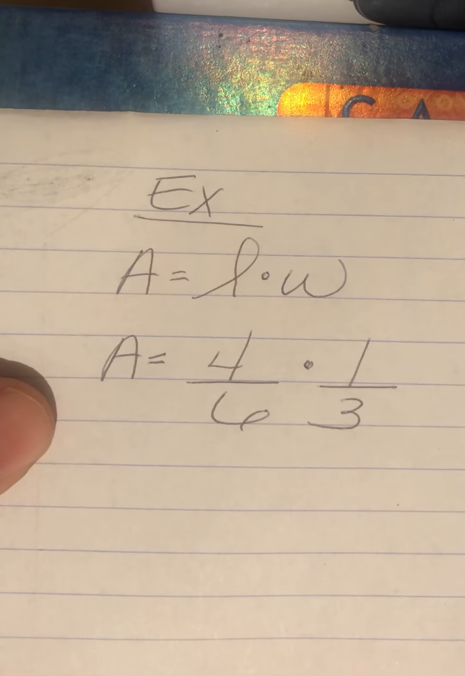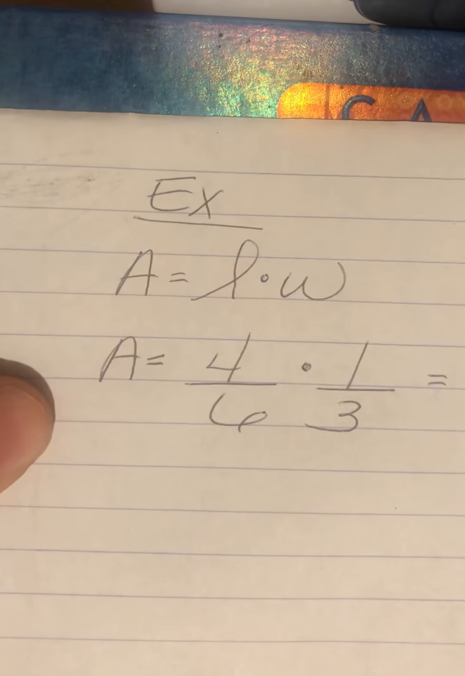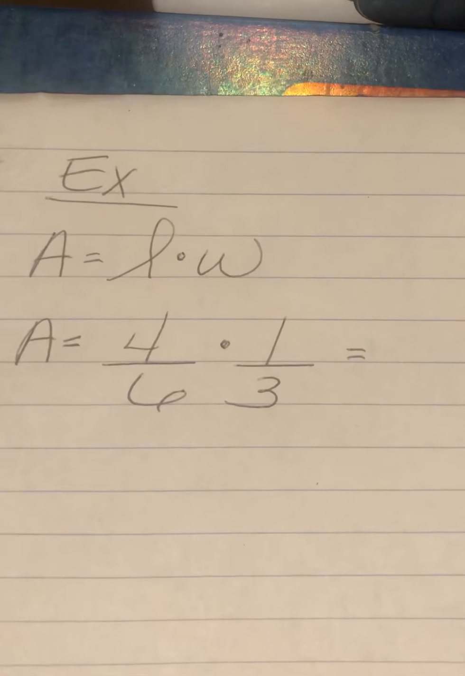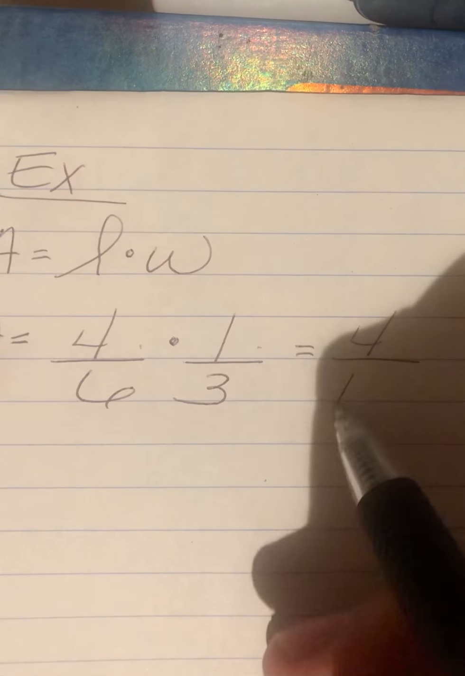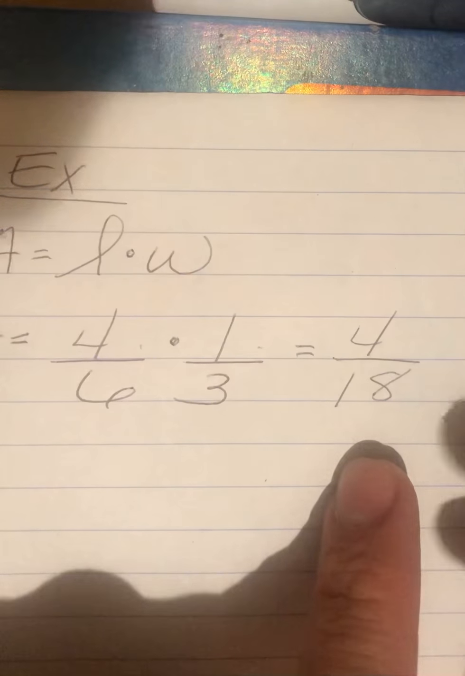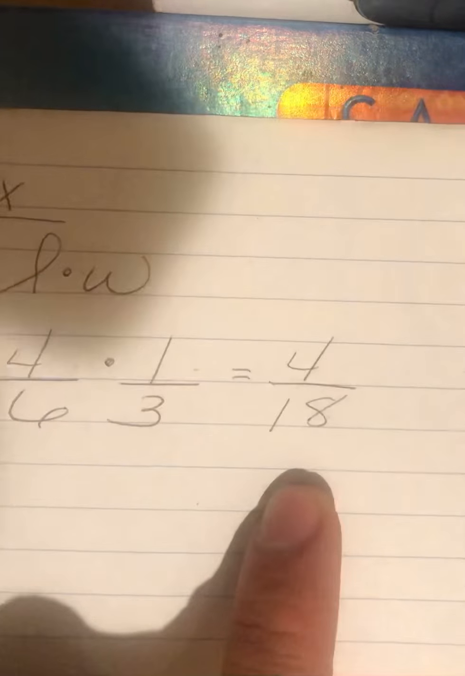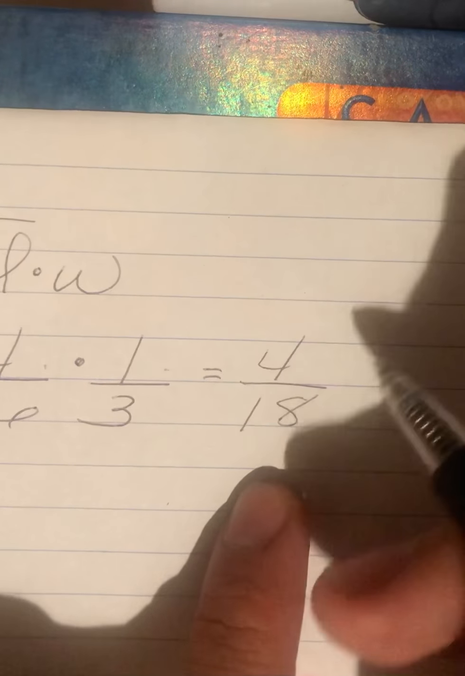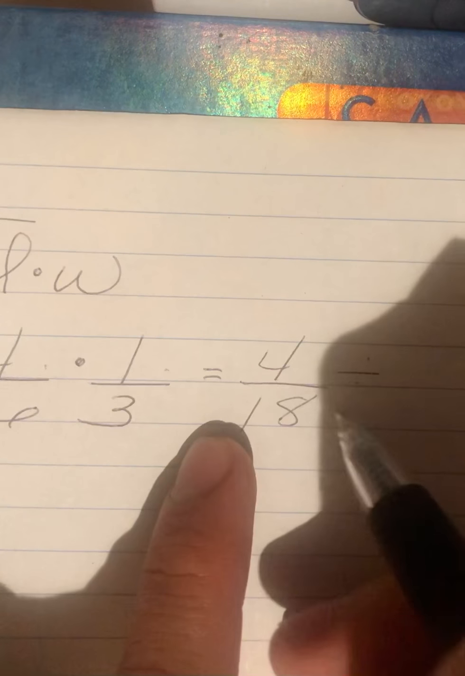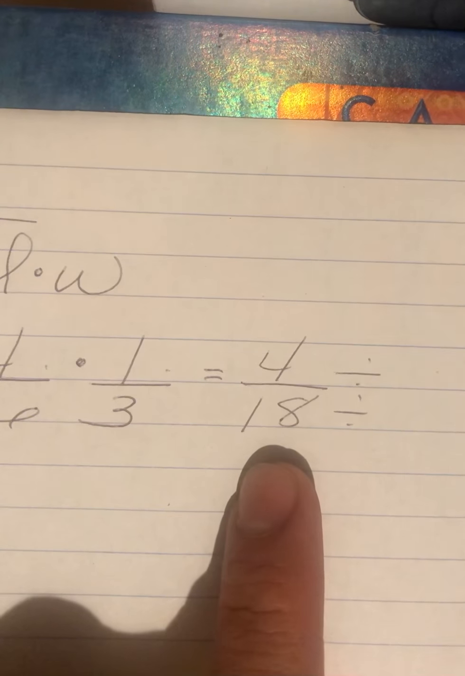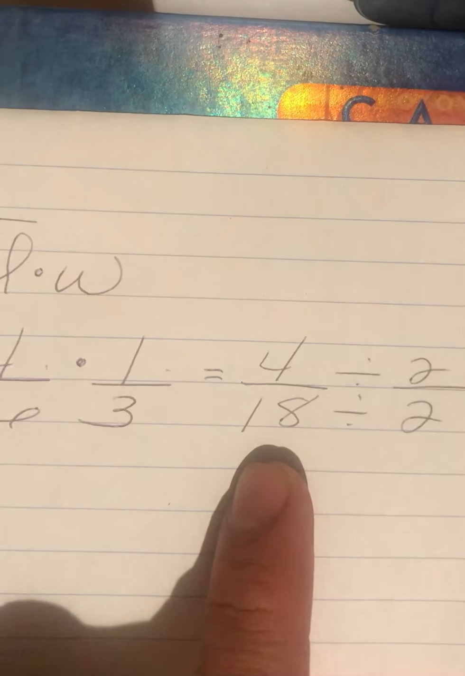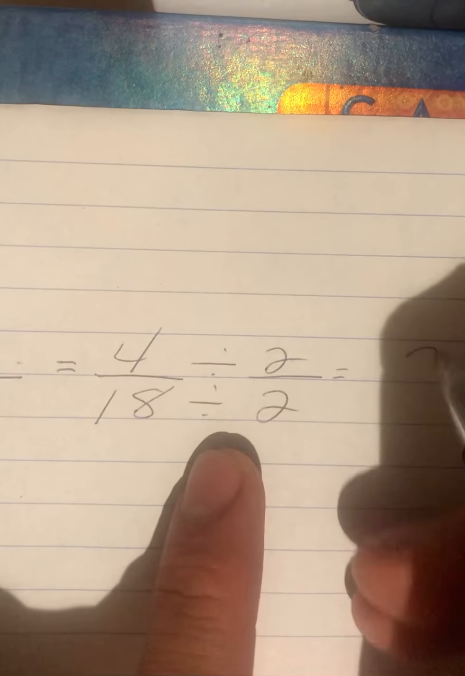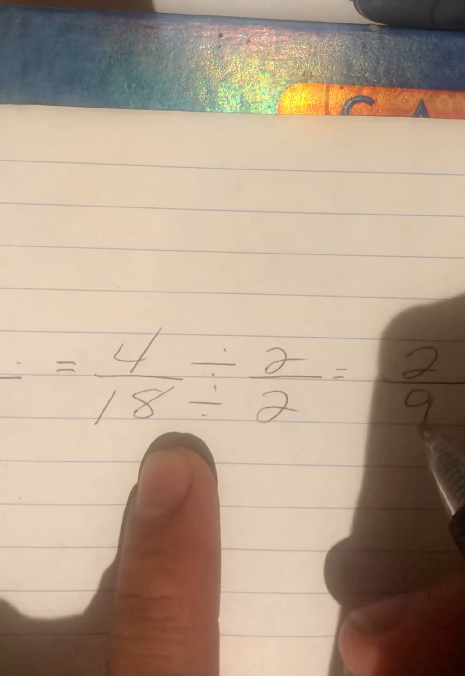We already know how to multiply fractions. We can multiply straight across or horizontally. 4 times 1 is 4. 6 times 3 is 18. Can I simplify 4/18? I can. So simplify when possible. They're both even numbers, so I'm going to divide by 2. 4 divided by 2 is 2. 18 divided by 2 is 9.